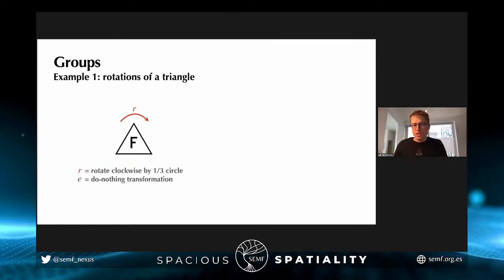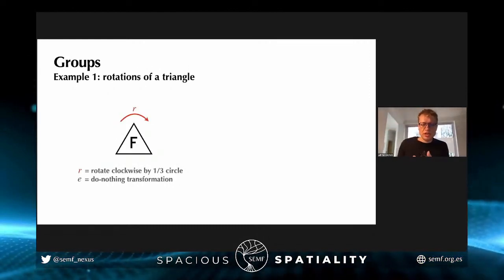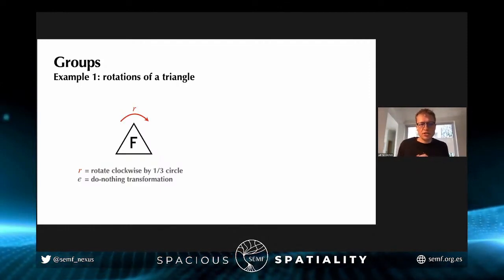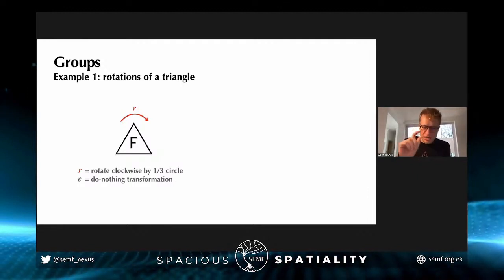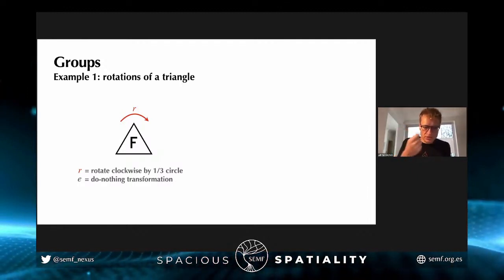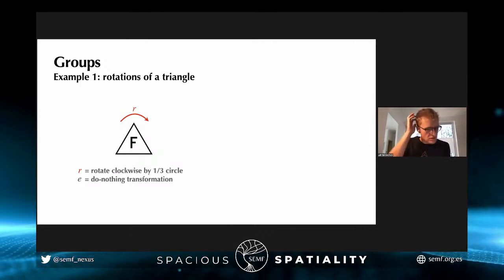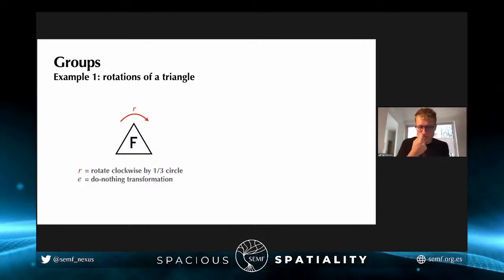Okay, but we're going to start with very simple groups and just look at how they work and get a kind of feeling for what they do. And to do that, we're going to think about a triangle. So we're going to consider a triangle. We're going to put a label on there, F, so we can see how the group of transformations that we're going to apply changes this.